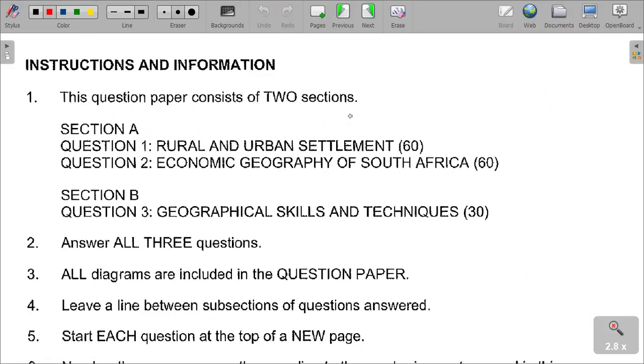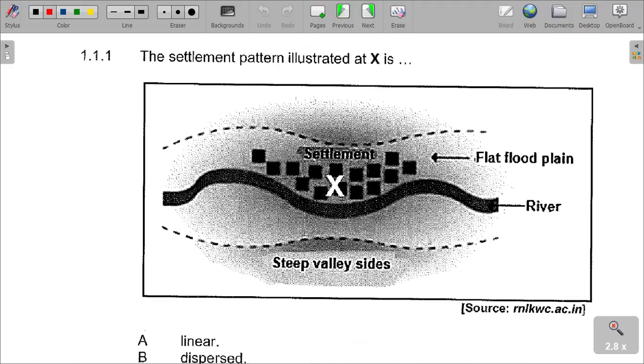So the instructions are always important. Like I always say, this is the time of the year where we expect matric students not to make any mistakes. Please, instructions are very important. You are strictly supposed to read every instruction, the entire instructions in the paper, so that you won't make mistakes. So here are the instructions. We go straight to the question paper.